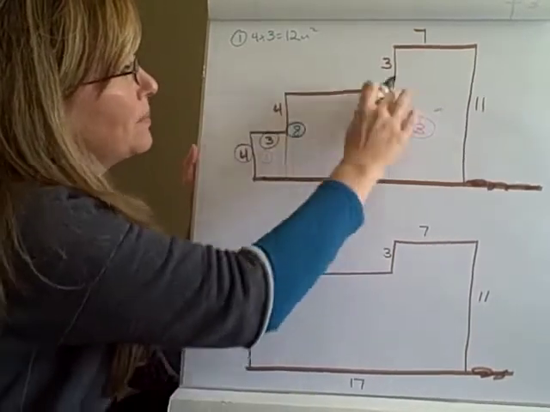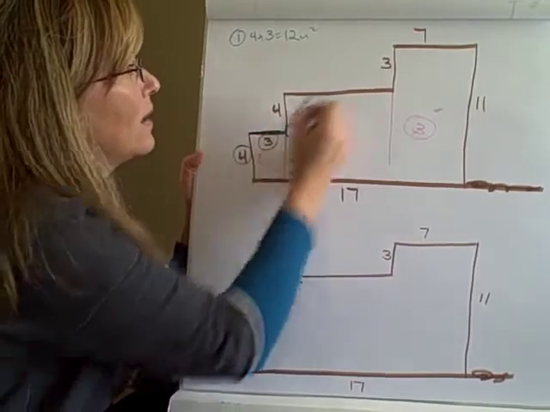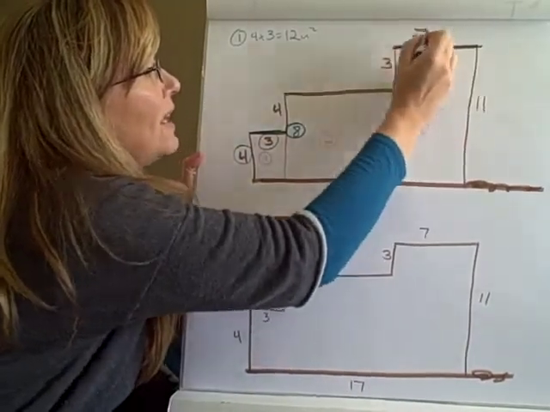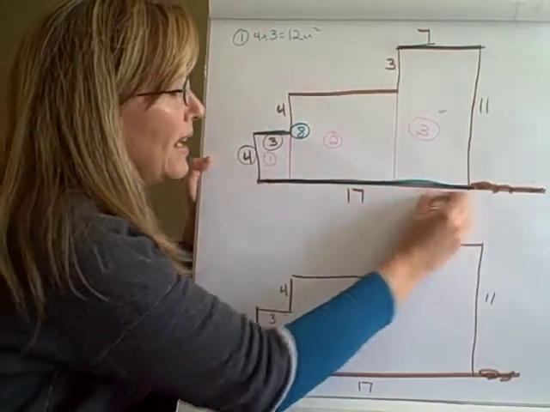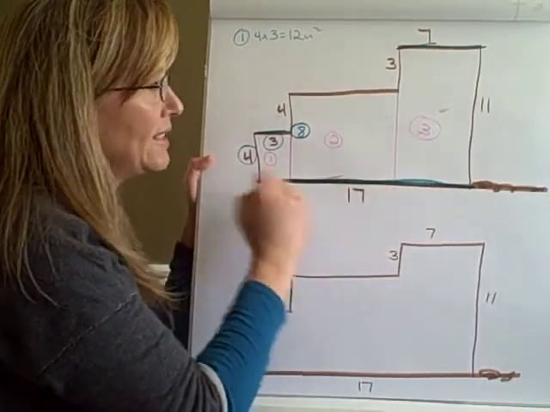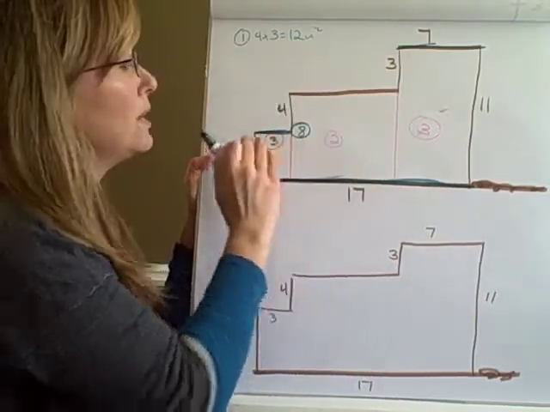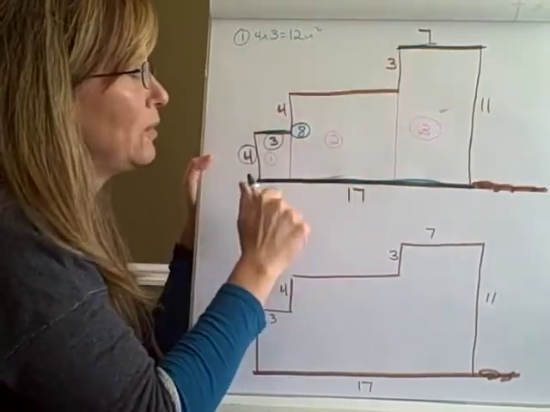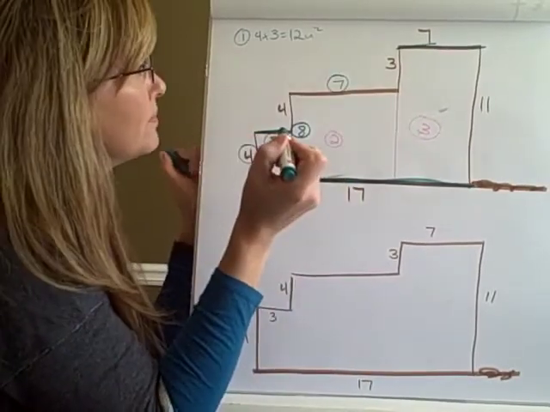Now I got to look this way. Well, I know that this is 3 right here, and this is 7 right here, and 7 and 3 is 10. I know that this whole side is 17. It tells me that right here. I've got 10 accounted for. So 10 plus something has to equal 17. So that's going to be a 7. This one's a little harder.